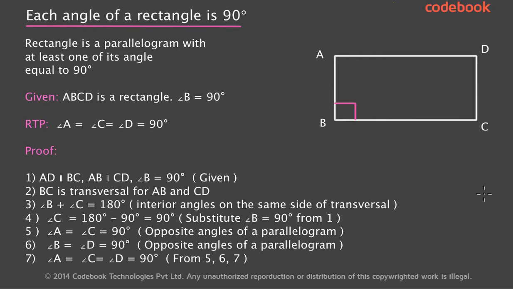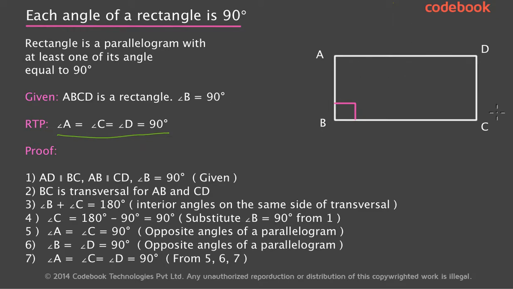For example, we are going to look at the first corollary, and this is involving rectangles. So the first one is each angle of a rectangle is 90 degrees, and we have to prove that. First, we know that for a parallelogram to be a rectangle, at least one of its angles should be 90 degrees. So given that, let's see if we can prove all the remaining angles are also 90 degrees. So ABCD is a rectangle, we have been given that, and angle B is 90 degrees as you see here. So we have to prove angle A equal to angle C equal to angle D equal to 90 degrees. So we have to prove the remaining three angles are also 90 degrees.